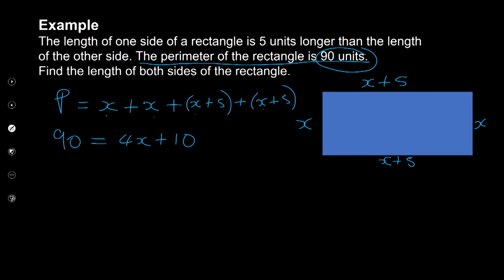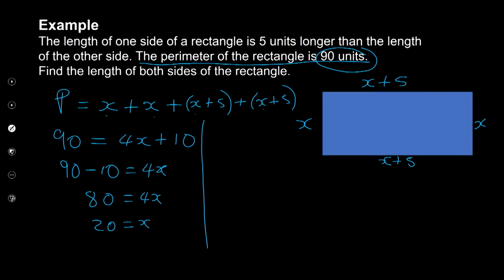Then I must solve for my x so that I know what x is, and then I will substitute it into my diagram. So firstly, 90 minus 10 is equal to 4x. To solve this, 90 minus 10 will be 80, equals 4x. Then I need to divide both sides by 4, so that will give me 20 is equal to x. But now I need to write this in standard form, right? So I will say x is equal to 20 units.